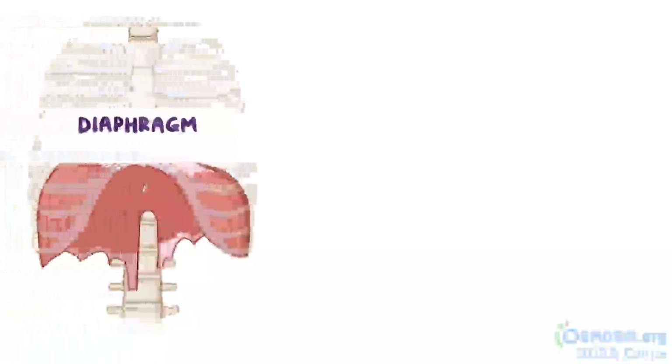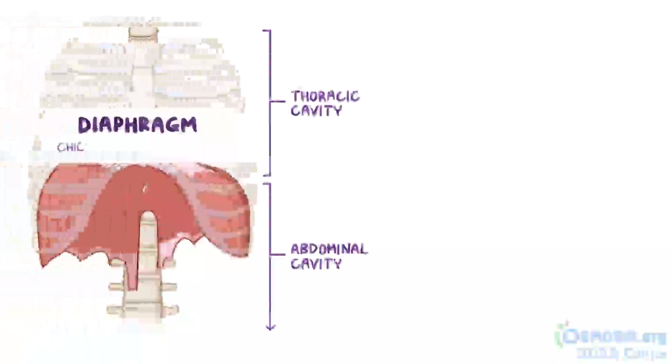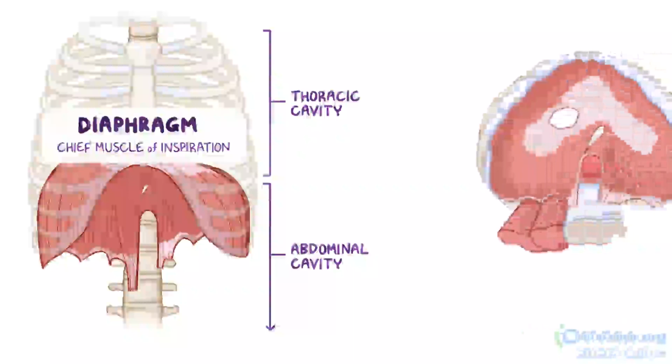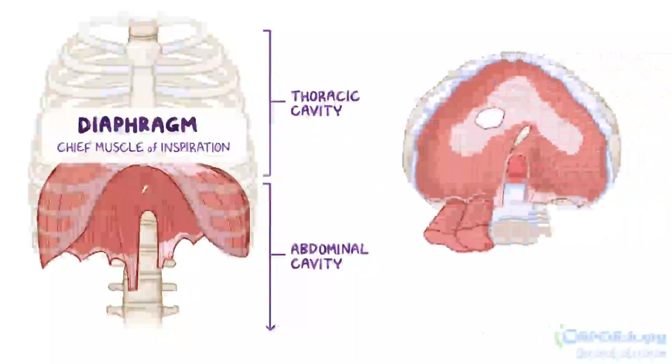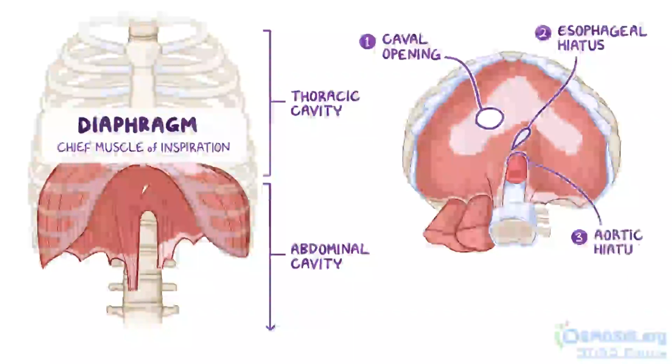The diaphragm is a dome-shaped skeletal muscle found between the thoracic and the abdominal cavities, which serves as the chief muscle of inspiration. It also allows passage of important structures between the thorax and the abdomen through its three apertures, which are the caval opening, the esophageal hiatus, and the aortic hiatus.